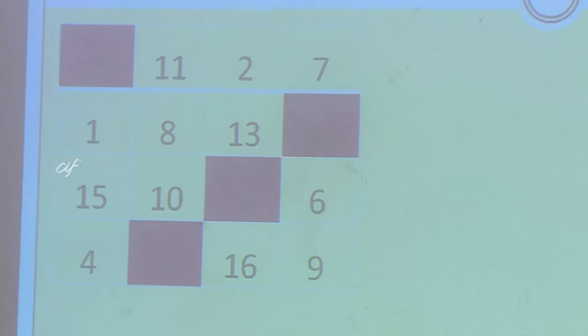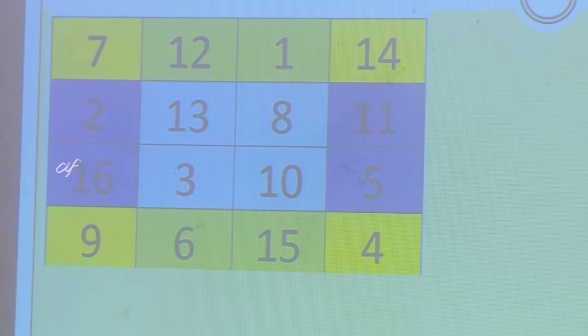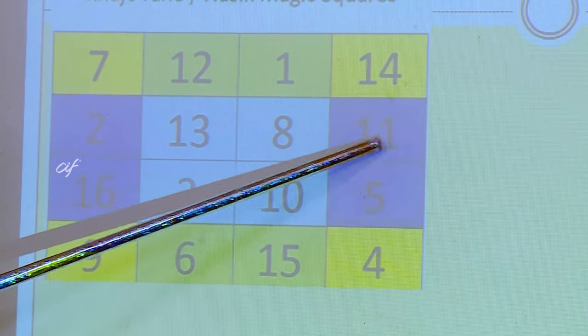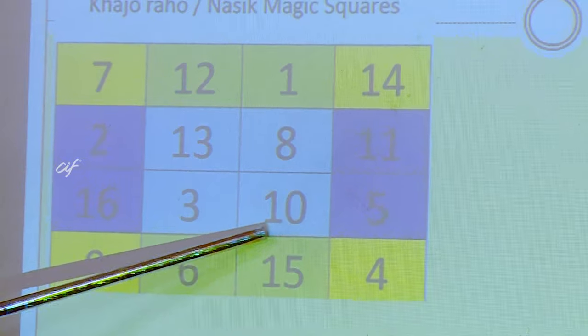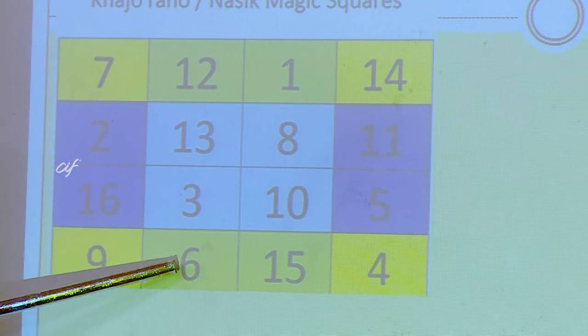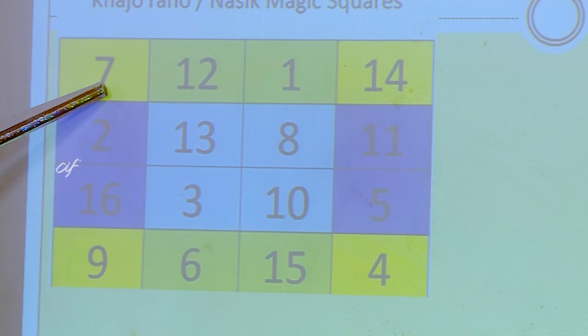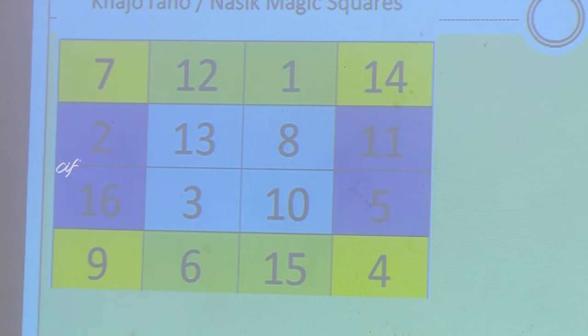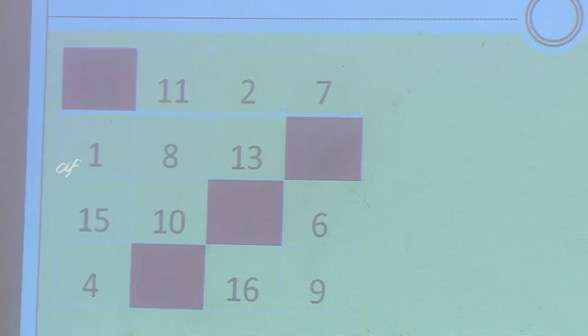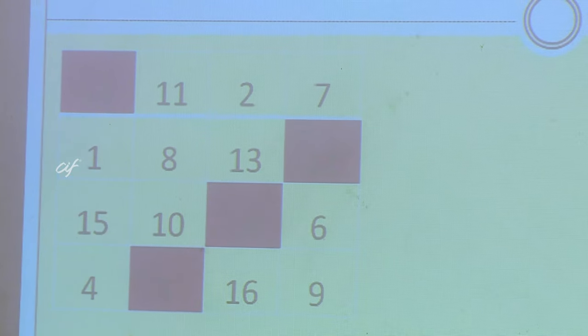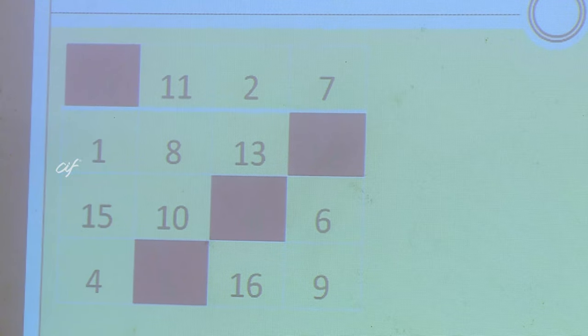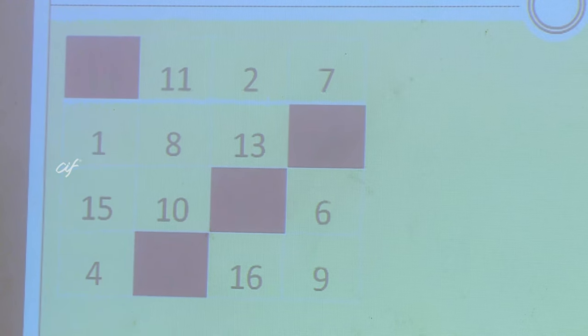If you look at the earlier one, say here, this is 11. 11 plus 10, 21. 21 plus 6, 27. 27 plus 7, 34. So the numbers in these particular positions, you can see the right cells, if you add, you will get 34. So this is called broken diagonals.